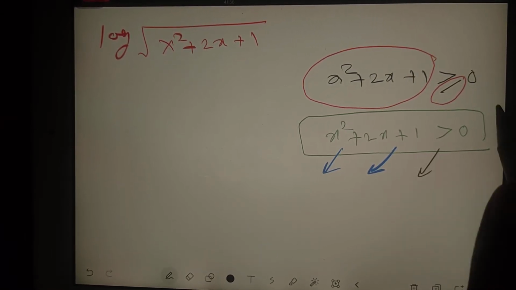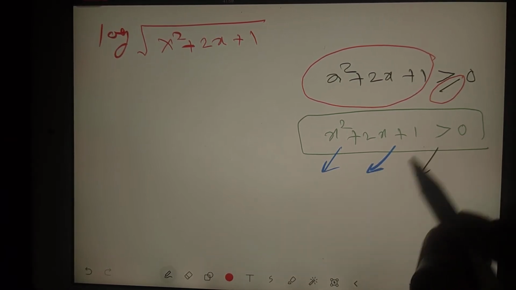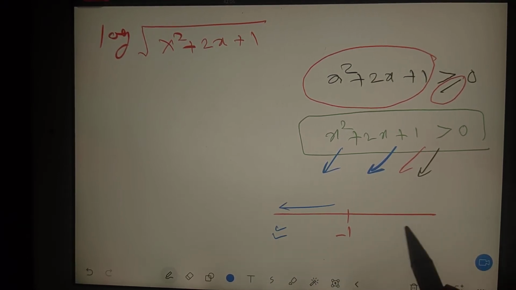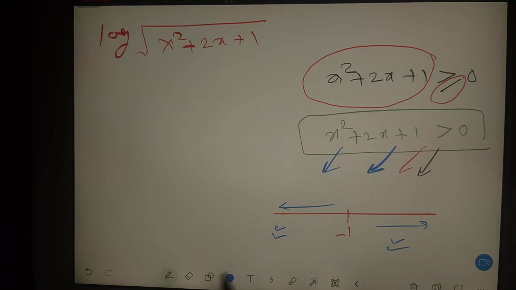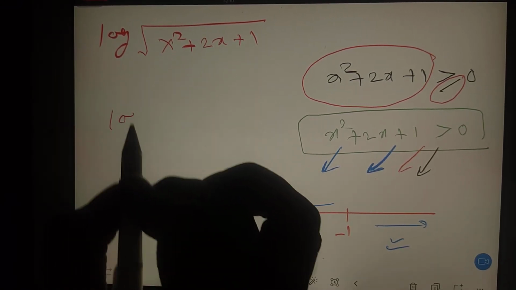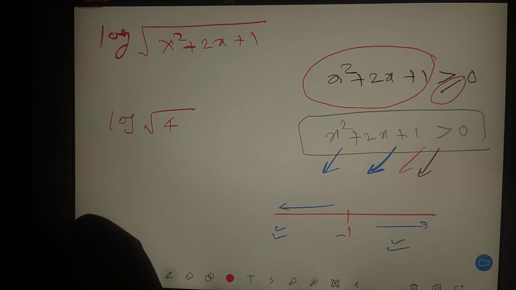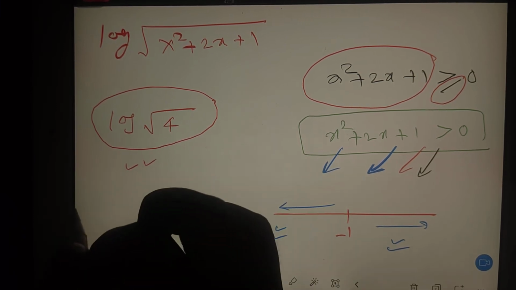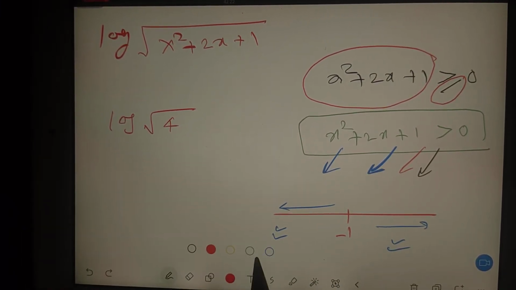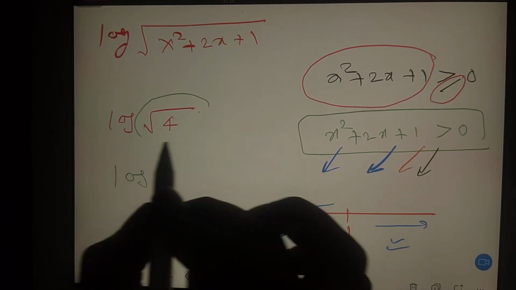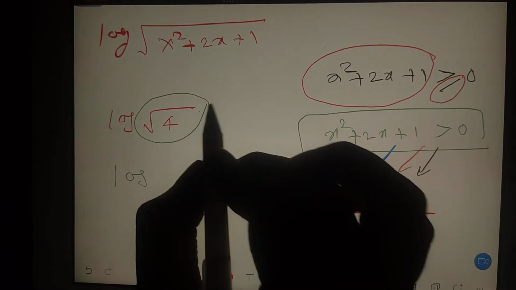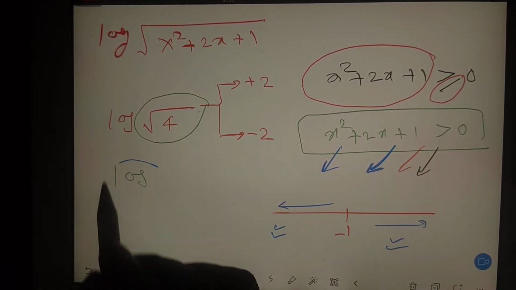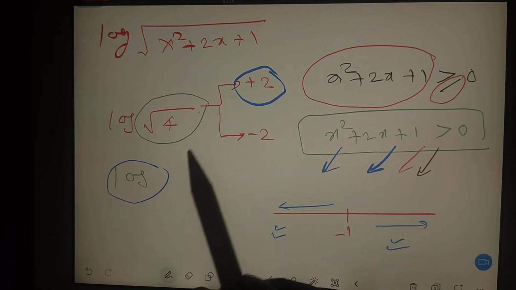Now this is one thing. Now next thing. This part you have done, and you know that you will be getting -1 as your critical point, and below -1 everything is valid, and after -1 everything is valid. See, suppose I am getting log under root 4. Do you think this log under root 4 will be valid for me? Just an example. This under root 4 can give you plus 2 also, and it can give you minus 2 also. And in front of log, only positive answers are valid.